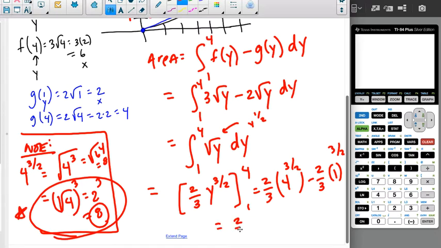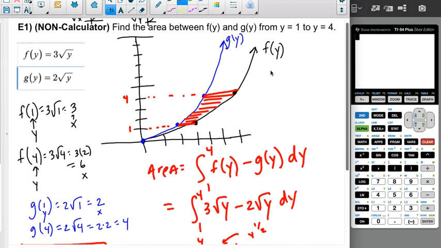So I'm going to get that this is 2/3 times 8 minus 2/3 times 1. I think that's 2/3 times 7. So I think our answer is 14/3.